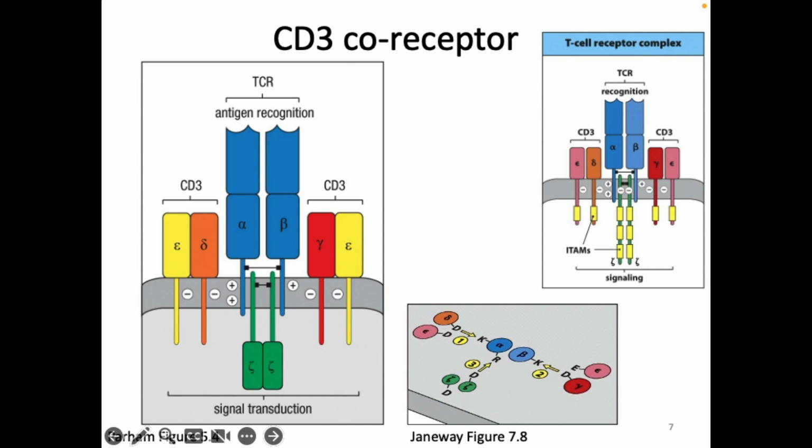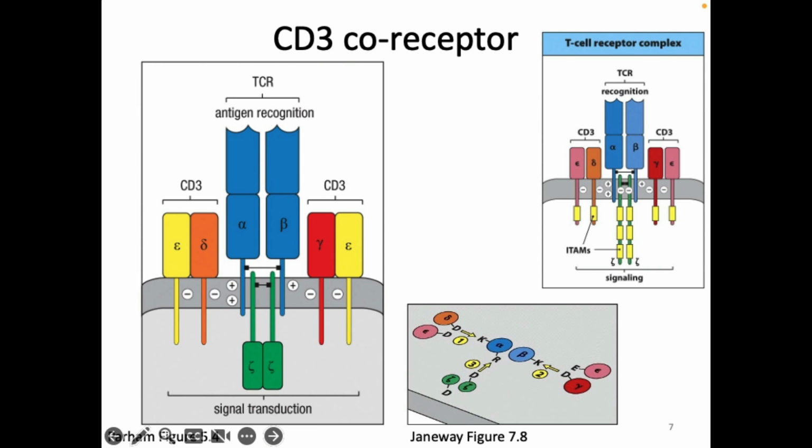ITAM stands for immunotyrosine-based activation motif. Motif basically just means it's a part of a protein. That's not useful to us. Immuno, these are part of the immune cells. Again, not really useful for us.